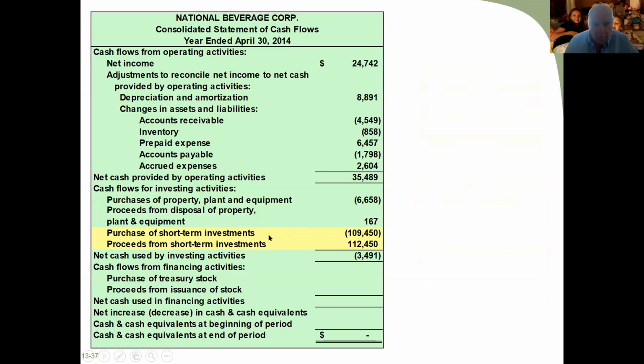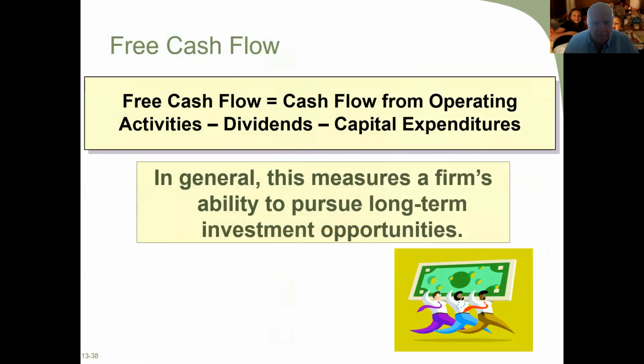So here we purchased 109,450 shares of Merck, and we sold 112,450 of Pepsi-Cola, just to pick two companies. We're done with the investing section. Not too tough, as long as you realize they're going to give you this information. Free cash flow.